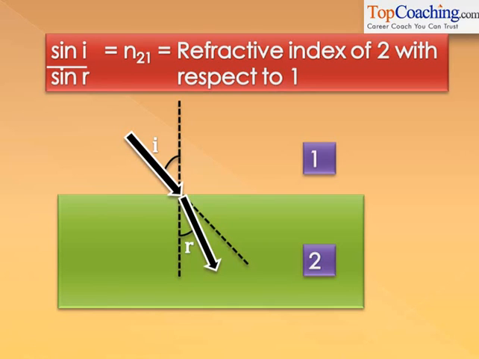Understood? So for example, if this green medium is glass and the brown surface around it is air, so the light ray is basically entering glass from air. In that case, the refractive index of glass with respect to air is sin I by sin R. Understood? Or the refractive index of medium 2 with respect to 1 is sin I by sin R.